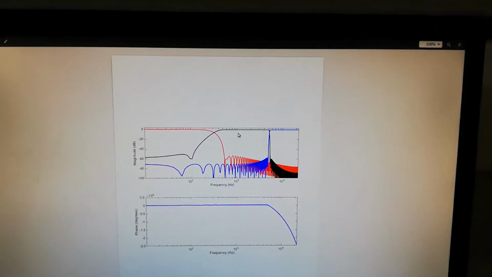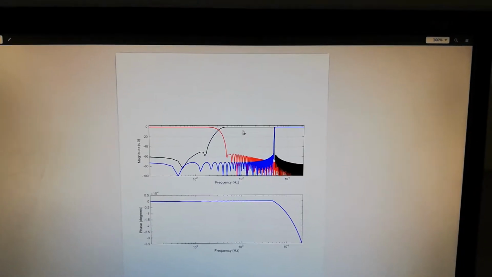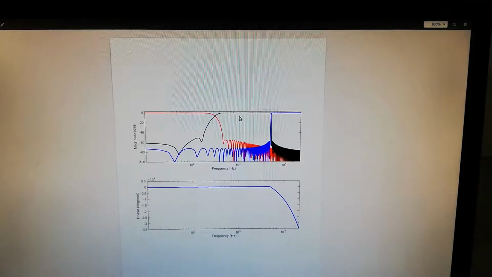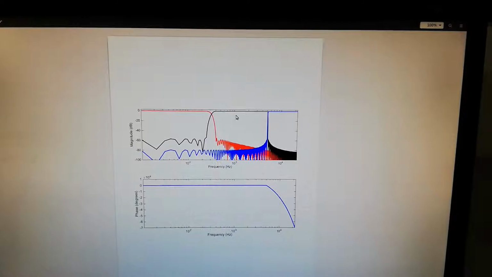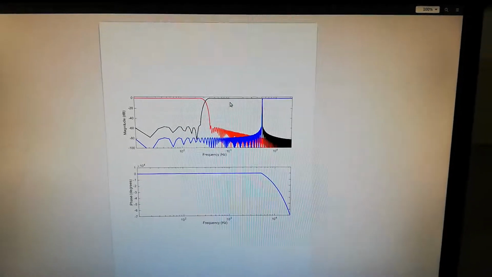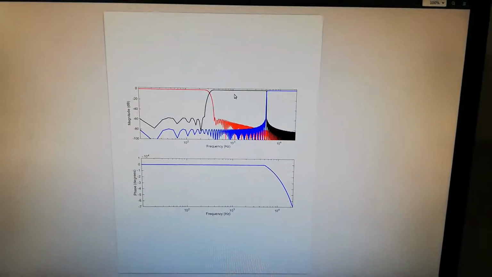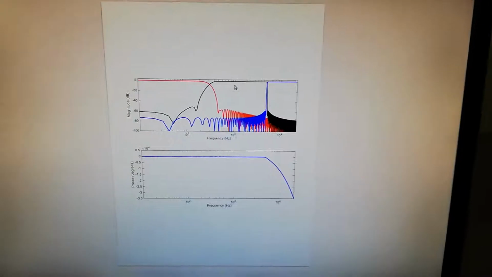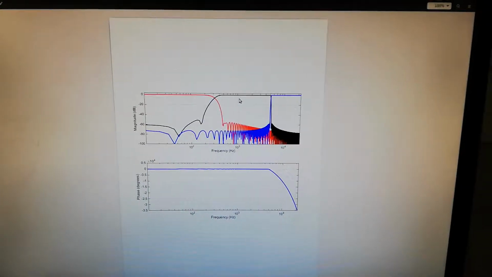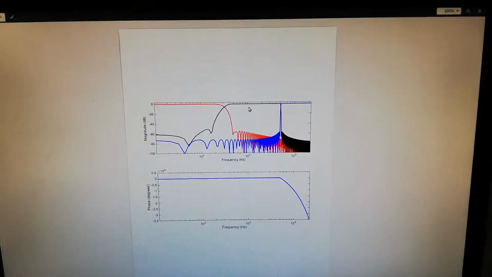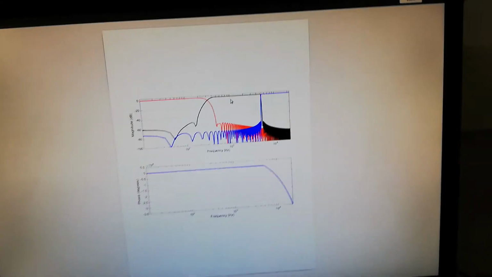So I increased the tap number by 50 until I was satisfied. So this is 500 taps. I went up and made 1,000 taps, but I didn't think that doubling the filter taps would make this much of a difference, so I went with 500 taps.